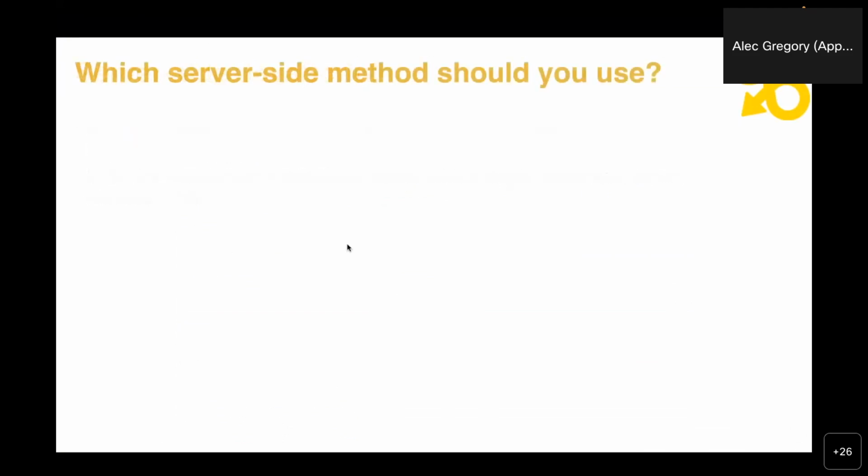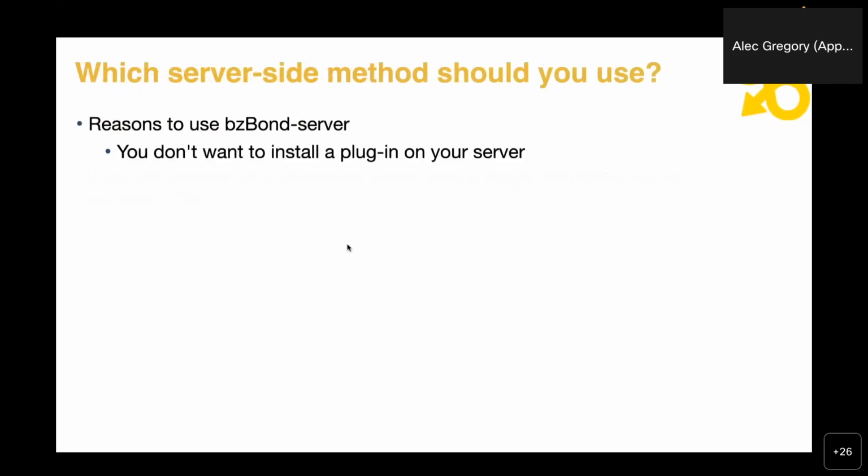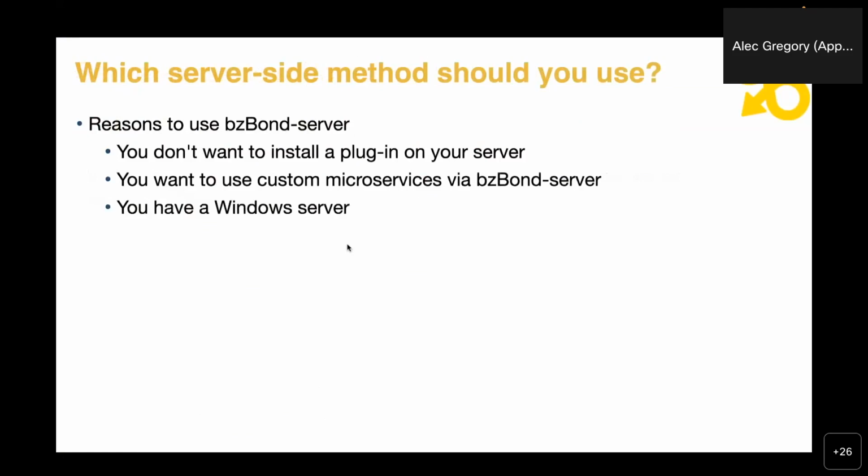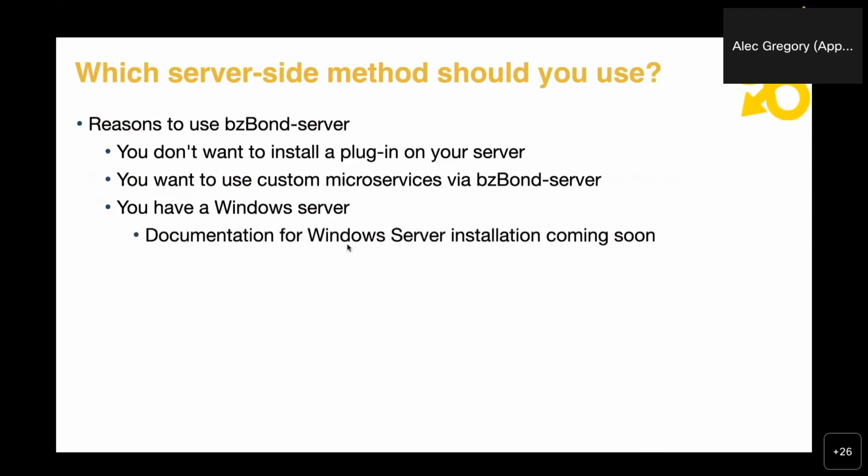You might be wondering, why would I use one over the other? You basically would use the bzBond server microservice if you don't want to install a plugin on your server, or if you want to extend that microservice to use other microservices you've made. I won't go into that because it's detailed, but you can define other microservices within bzBond server, or if you have a Windows server, because bbox is not supported on Windows. Yeah, and as I say, we have documentation for Windows Server installation in progress.